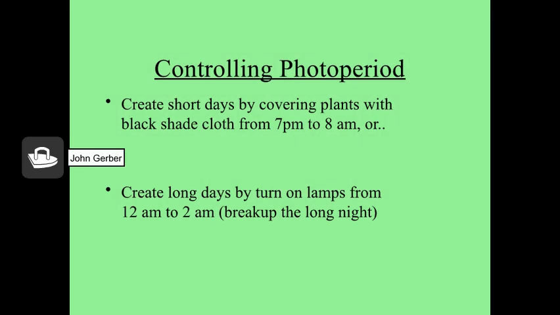We can adjust the photoperiod to affect plants. We can create short days by covering the plants with a black shade cloth from 7 p.m. to 8 a.m. Or we can create long nights by turning the lamps on in the middle of the night, sometime between 12 a.m. and 2 a.m., to break up the long night. These are ways that we affect photoperiod in greenhouses.